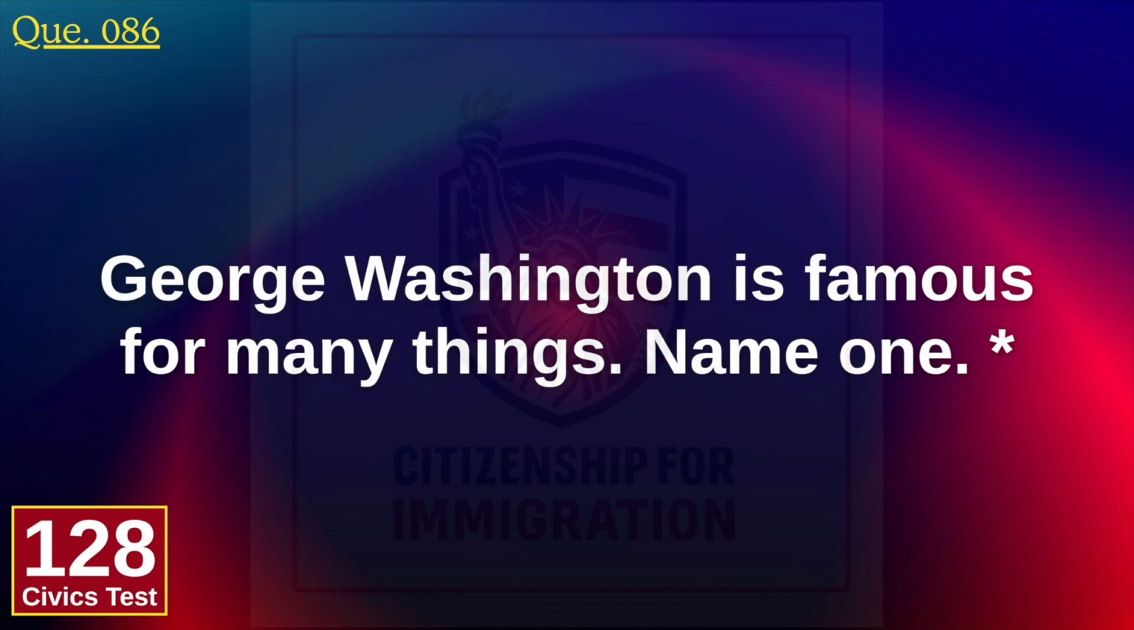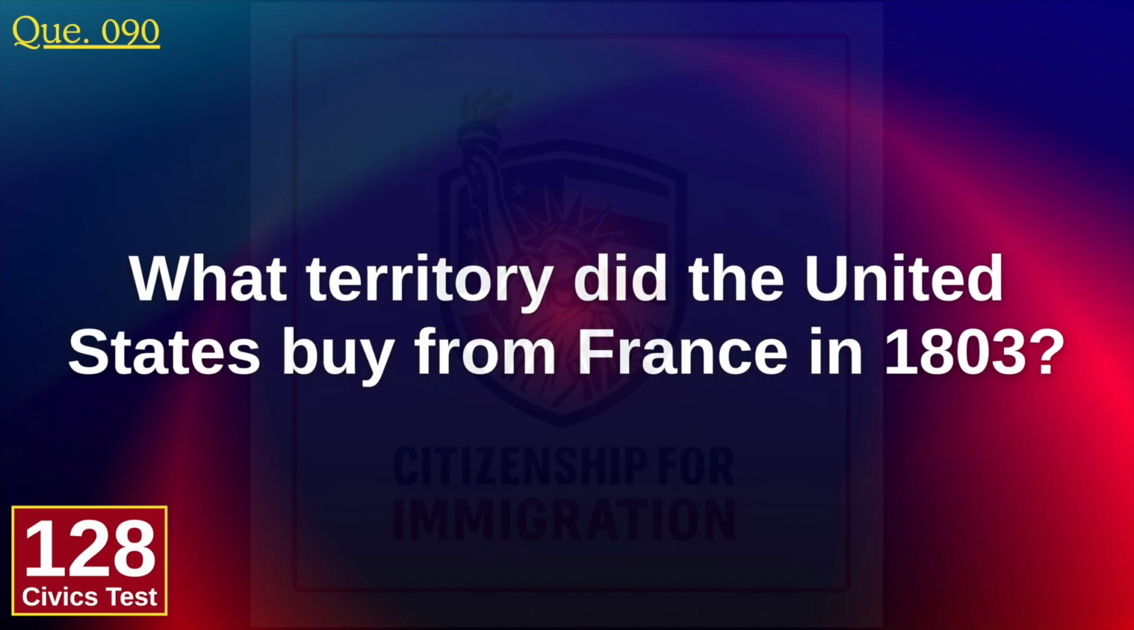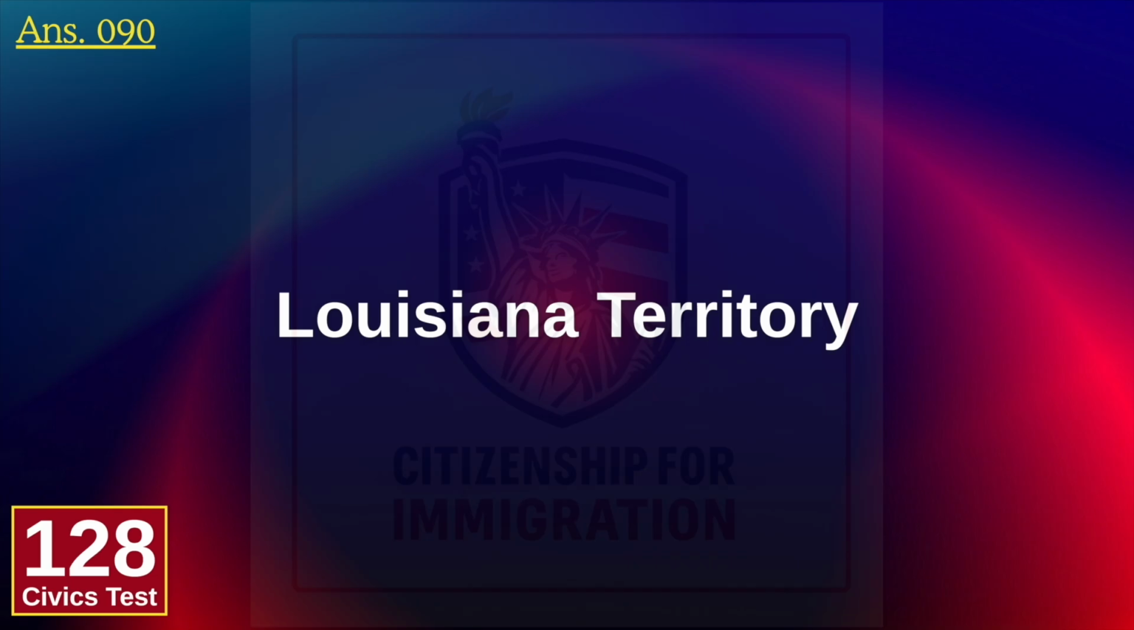George Washington is famous for many things. Name one. Father of our country. What territory did the United States buy from France in 1803? Louisiana Territory.